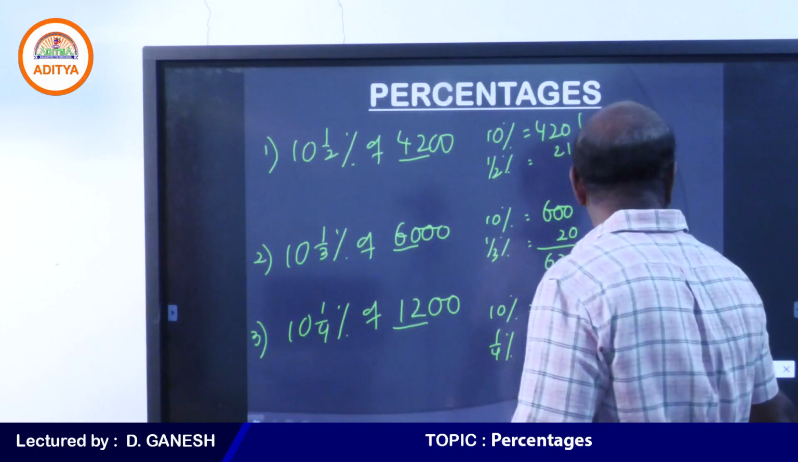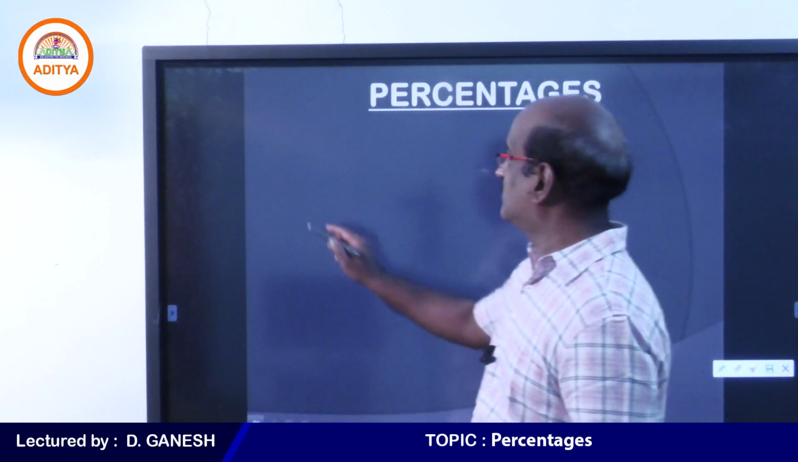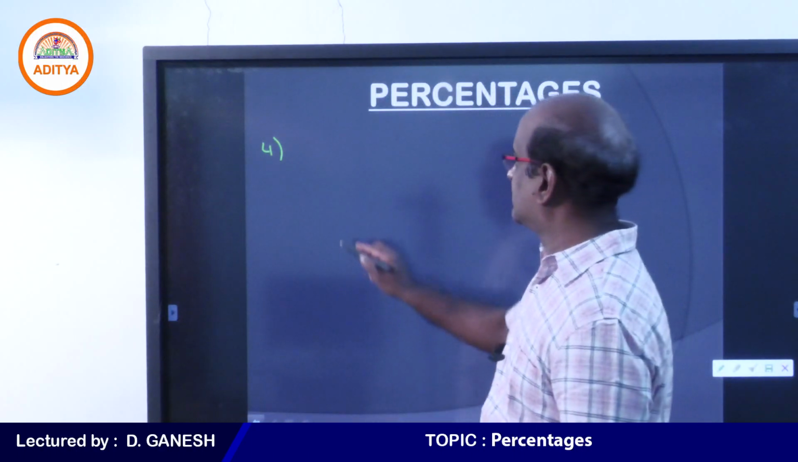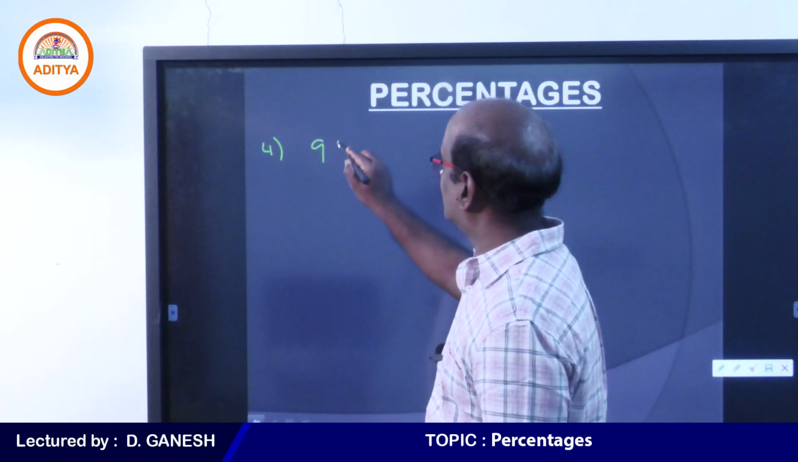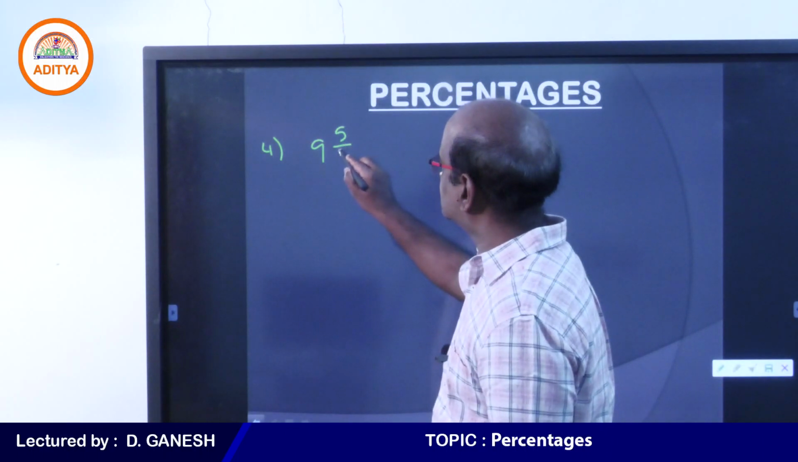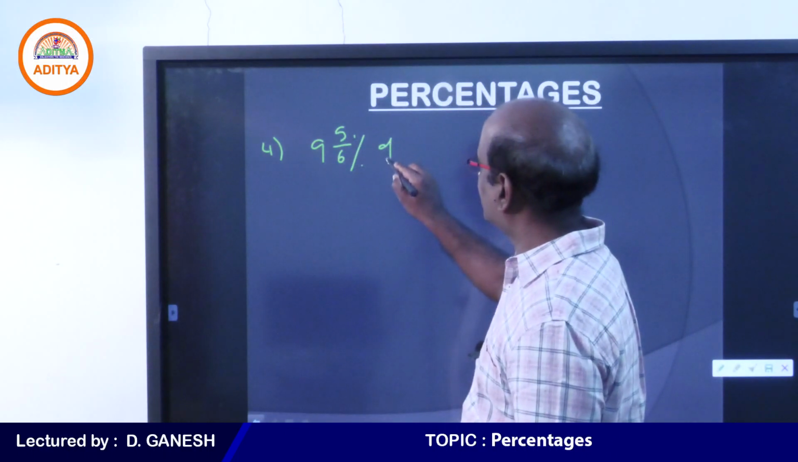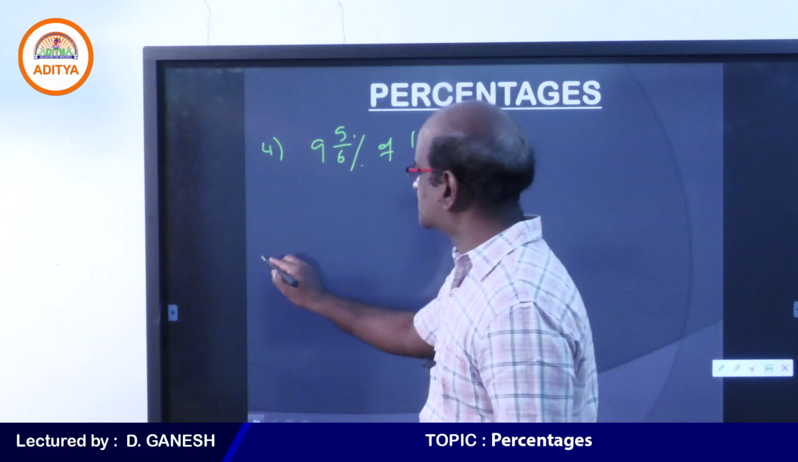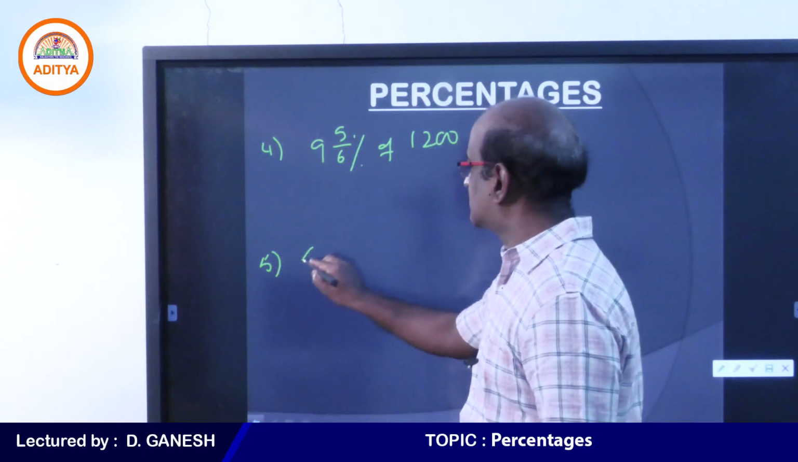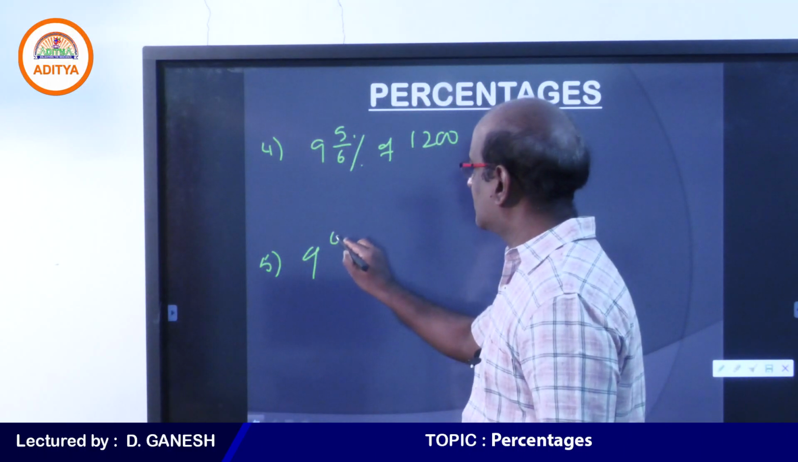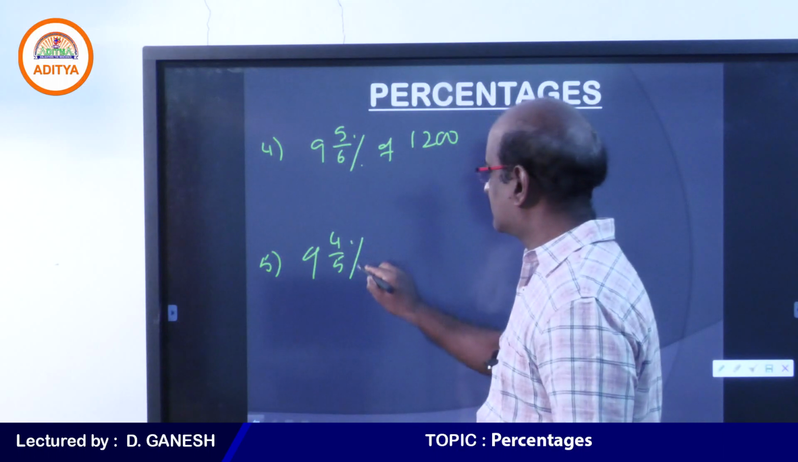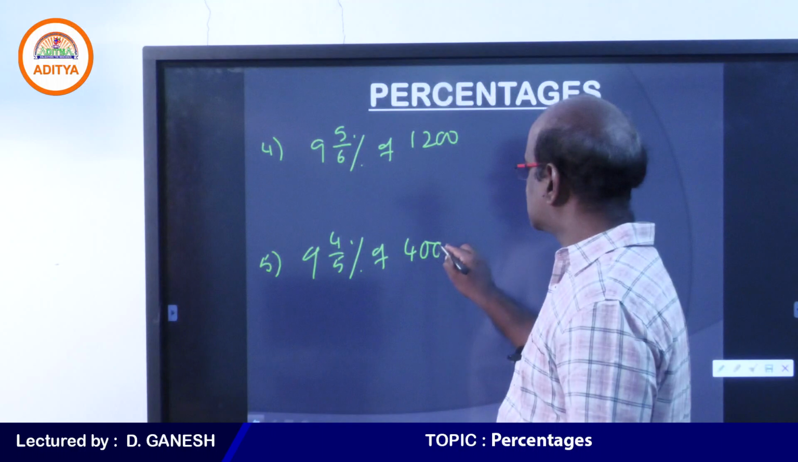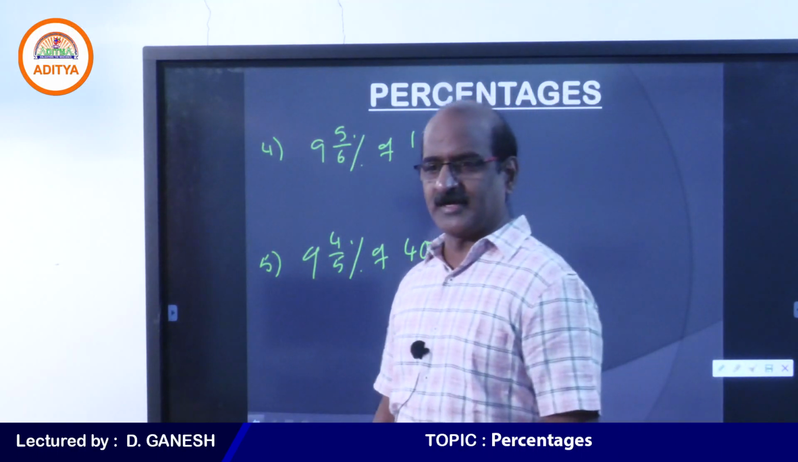Okay students, we move on to the next questions. Please look at these questions and try to answer them. Let me check how you are doing. 9 5/6% of 1200 is equal to how much? Next, 9 4/5% of 4000 is equal to how much? Come on students, just look at that.